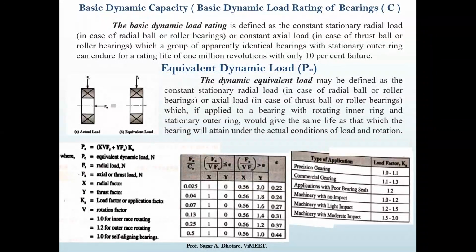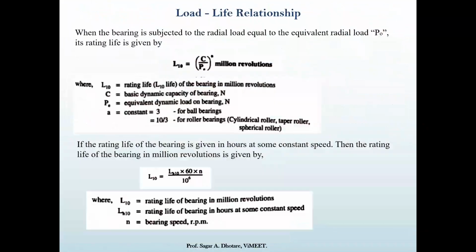Machinery with light impact, 1.2 to 1.5. And machinery with moderate impact, 1.5 to 3. So depending upon the application, you should choose a proper value of the rotational factor. Next, the load-life relationship. It is very important from the design point of view.